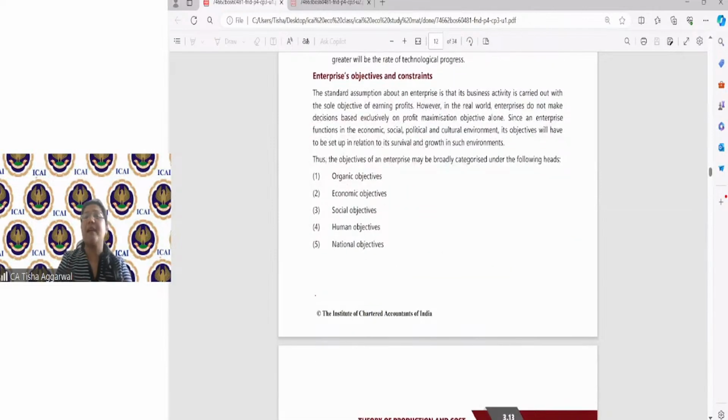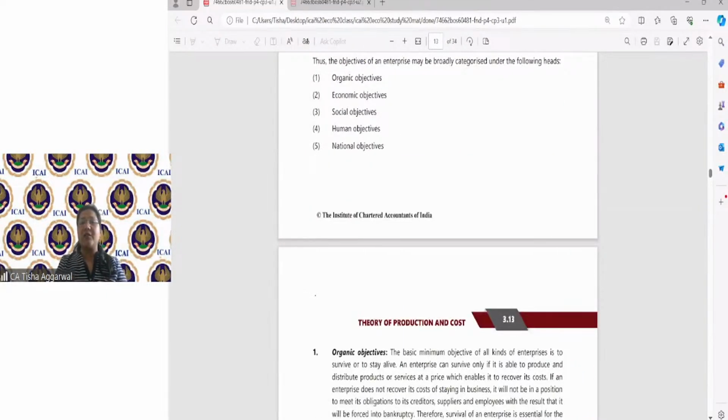Next is the enterprise objectives and the constraints. What are the major objectives? Why does the enterprise work? The first one is the organic objectives. By organic objectives I mean that all the enterprises have to survive or stay alive. They can survive only if they are able to produce and sell the goods and services. My basic thing is to survive. Growth, etc., will take place at the secondary stage. What is my stage right now? My stage is primarily that I should get back what I have put in the business.